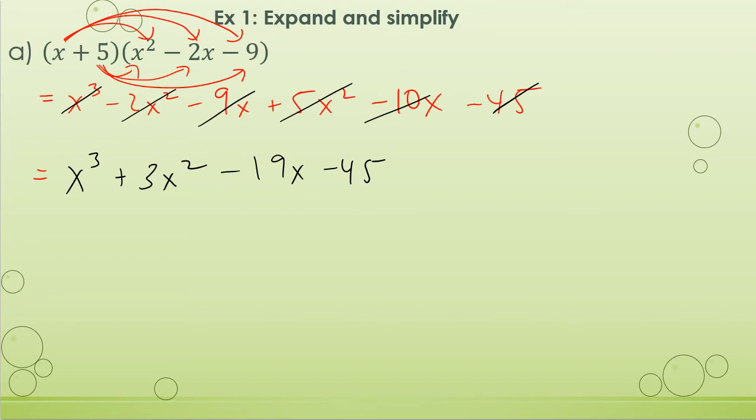If by chance you aren't given in the question the terms in descending order of x, so from highest exponent to lowest, make sure when you make your final solution and you've collected like terms that you arrange them in descending order of x, meaning the highest exponent on x down to the lowest exponent on x, going all the way down to our constant term.